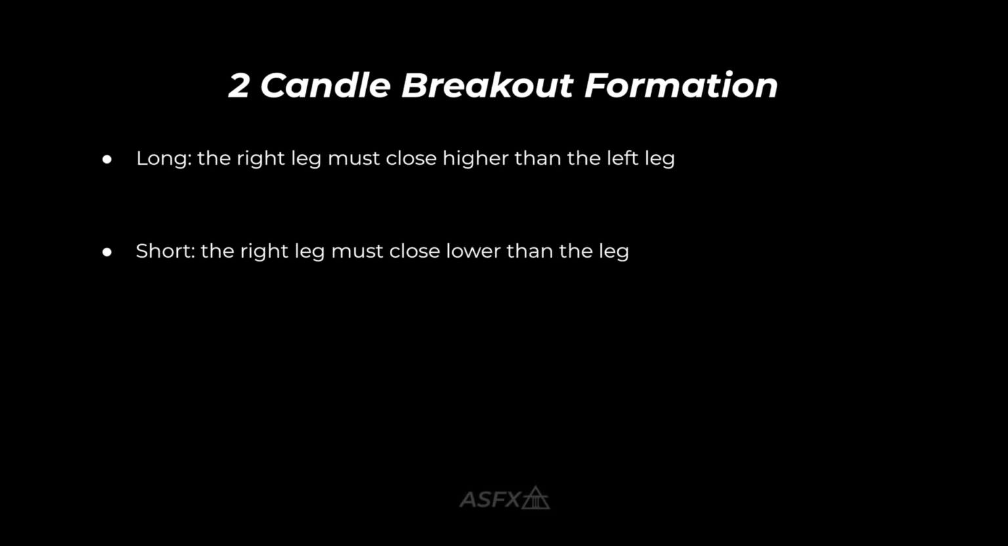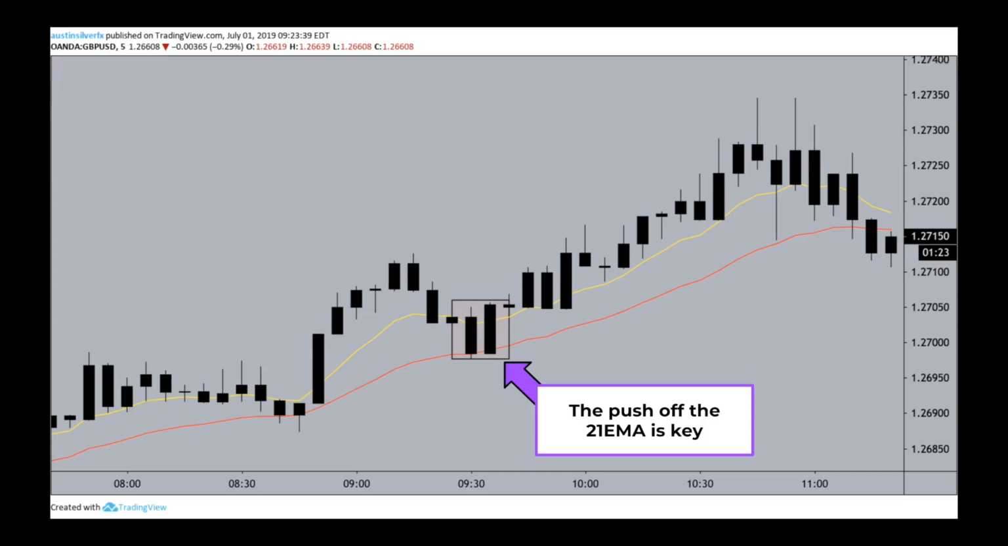Now, let's talk about 2 candle breakout formations. When we are looking at these formations, I'm going to show them to you in a second, understand that if we are going long, the right leg of your formation must be higher than the left leg, than the consolidation before it. If we're going short, the right leg must close lower than the left leg before it. And understand that the right leg must also come off the 21 EMA, always. So here is the first example of these 2 candle breakout formations.